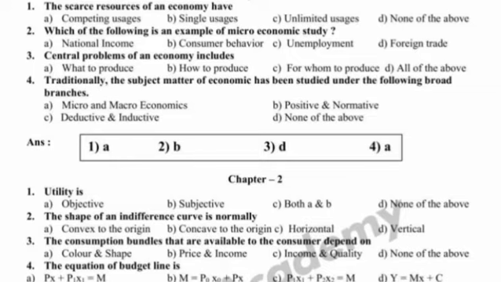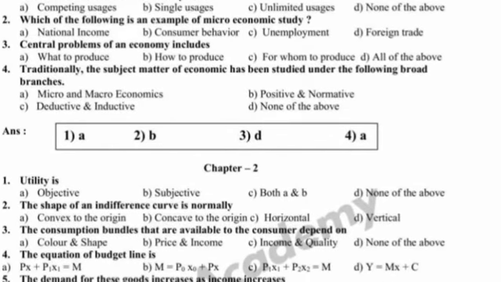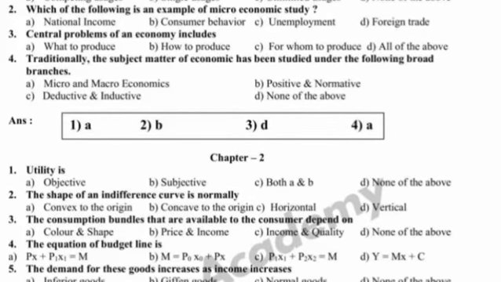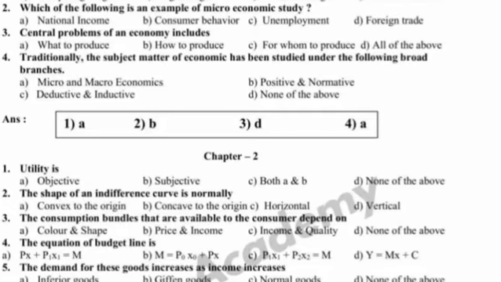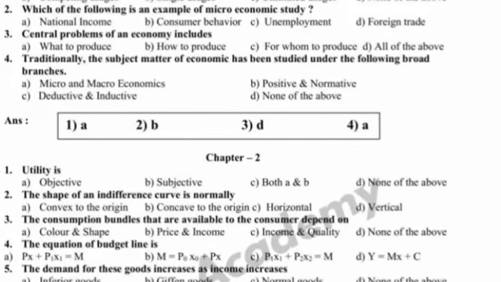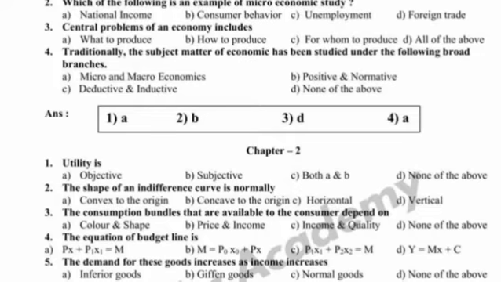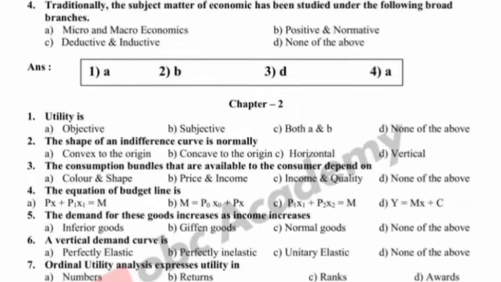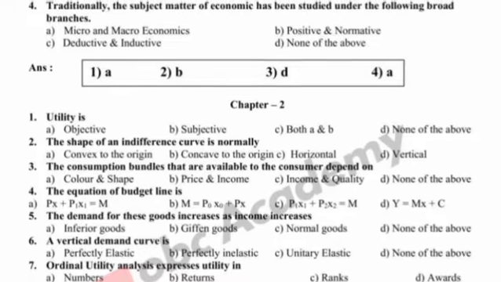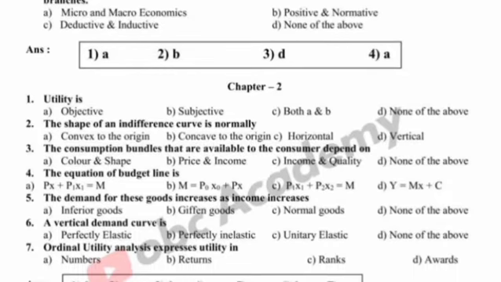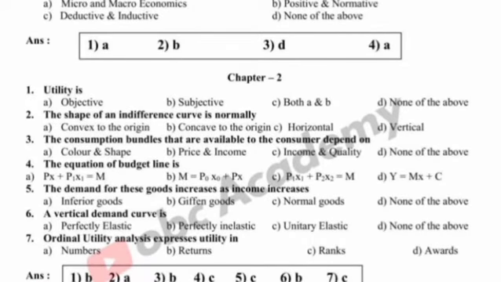Which of the following is an example of microeconomic study? The options are national income, consumer behavior, unemployment, foreign trade. So the correct option is consumer behavior, because microeconomics is a study of individual units, so consumer behavior can be studied in it. The third question: central problems of an economy include what to produce, how to produce, for whom to produce, D, all of the above. Basically these three are the problems of an economy. So the correct answer is all of the above.